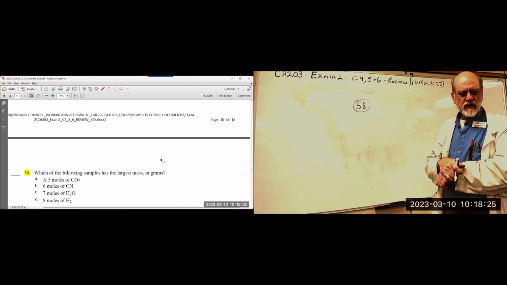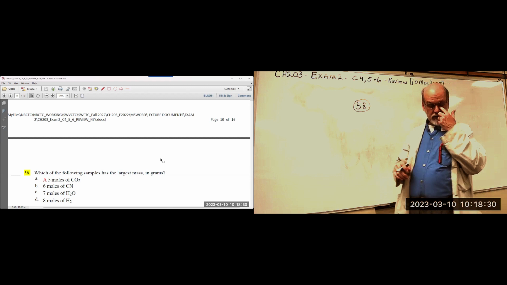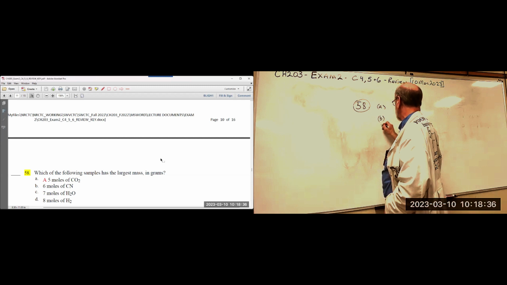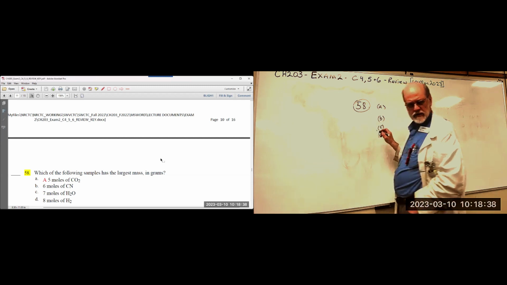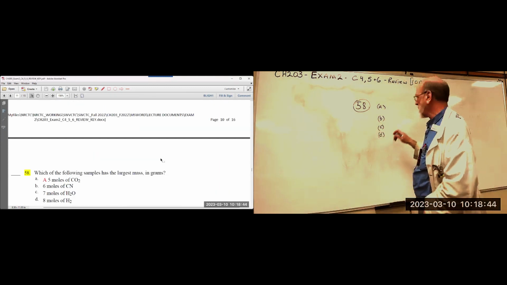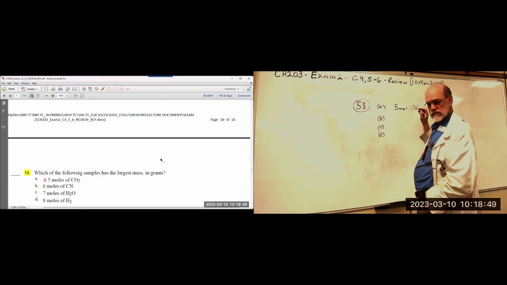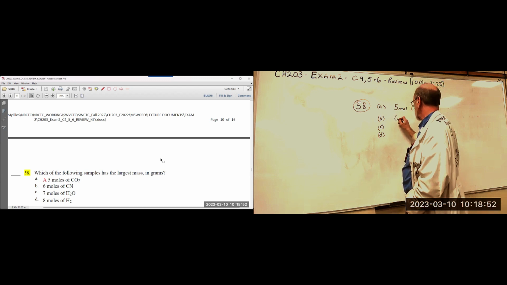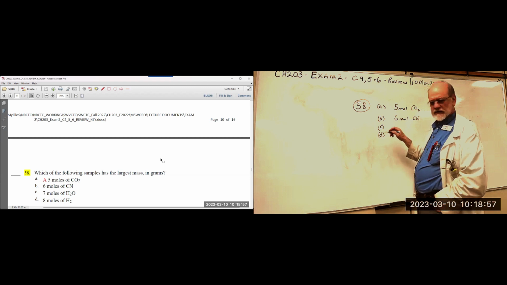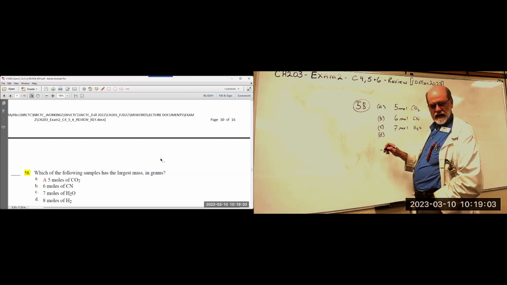Which of the following samples has the largest mass in grams? Oh, so we have to compare them. All right. Henry Ford time. Just go down to D. Okay, 5 moles of carbon dioxide, 5 moles of CO2. 6 moles of cyanide. 7 moles of water. And 8 moles of hydrogen.